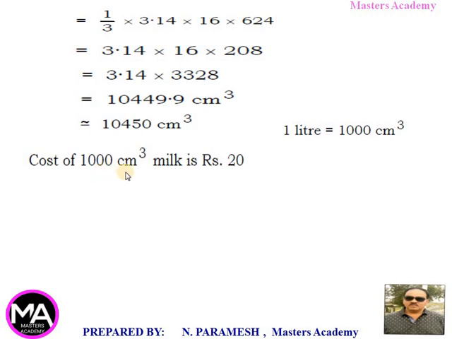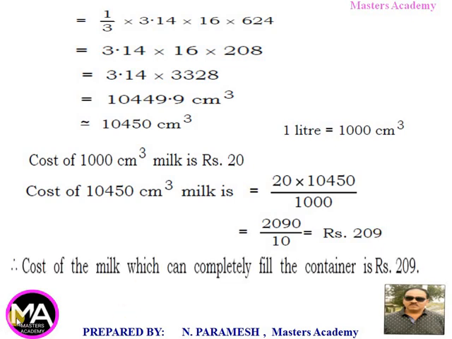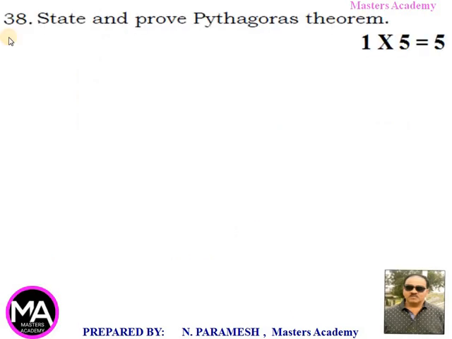Cost of 1000 centimeter cube of milk is rupees 20. Cost of 10,450 centimeter cube of milk is equal to 20 into 10,450 divided by 1000, which is equal to rupees 209. Therefore, the cost of milk which can completely fill the container is rupees 209.